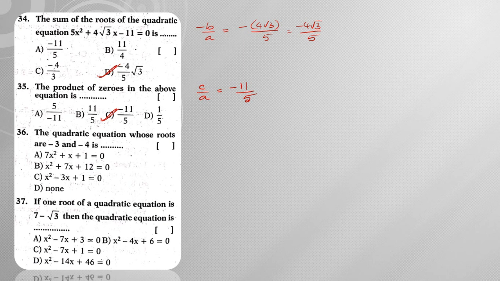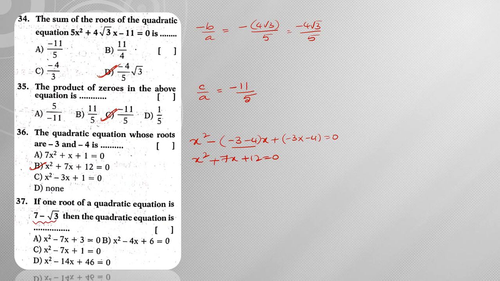Next, the quadratic equation whose roots are minus 3 comma minus 4. Writing down the formula, x square minus of minus 3 minus 4 into x plus minus 3 into minus 4 is equal to 0. Then what I am going to have: x square minus, 3 minus 4 is minus 7, minus into minus is plus, 7x plus 12 is equal to 0. Hence the answer is x square plus 7x plus 12 is equal to 0.